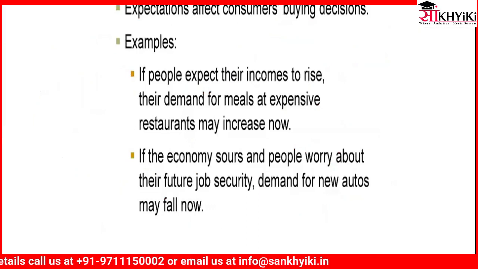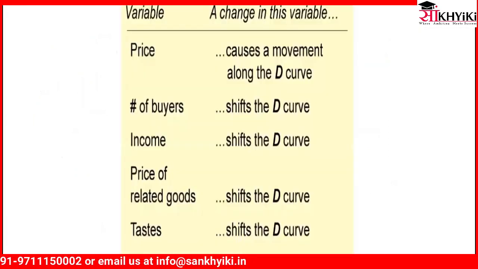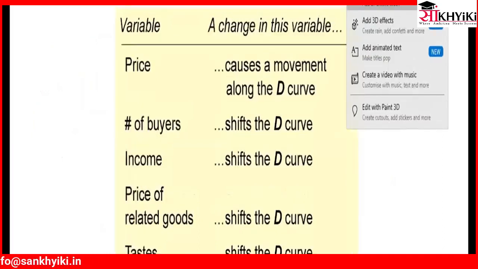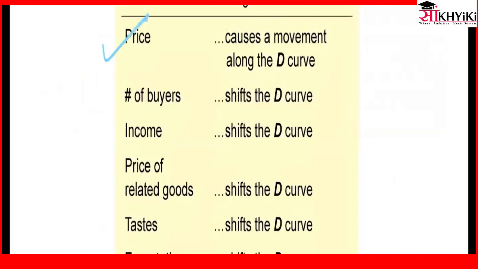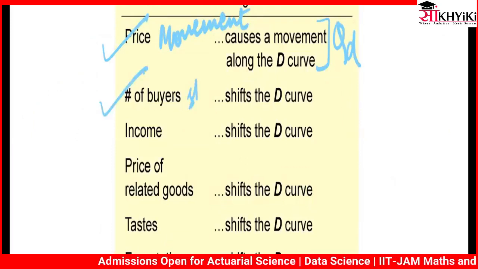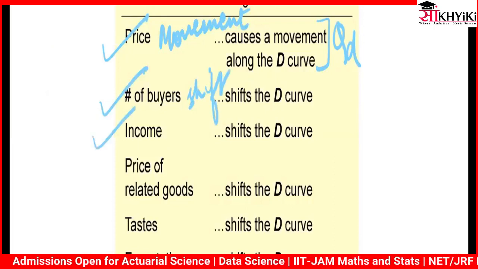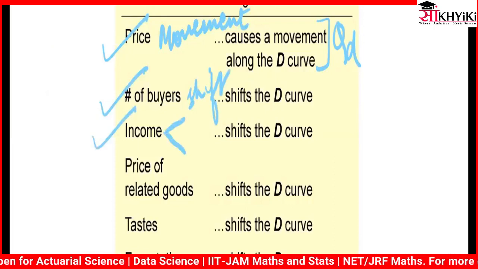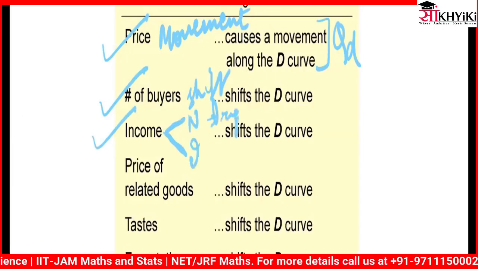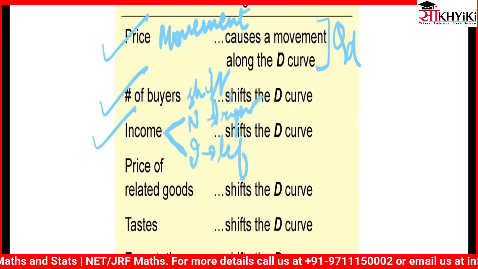The next thing that we have to do is to collate everything together. Let's summarize it. The first variable that we studied is the price. This leads to movement along the curve, and this is called change in quantity demanded. The next that we read was the number of buyers. This leads to a shift of the curve. Income leads to a shift, but which direction will depend on normal versus inferior good. If it is a normal good, it shifts to the right. If it is an inferior good, it shifts to the left.